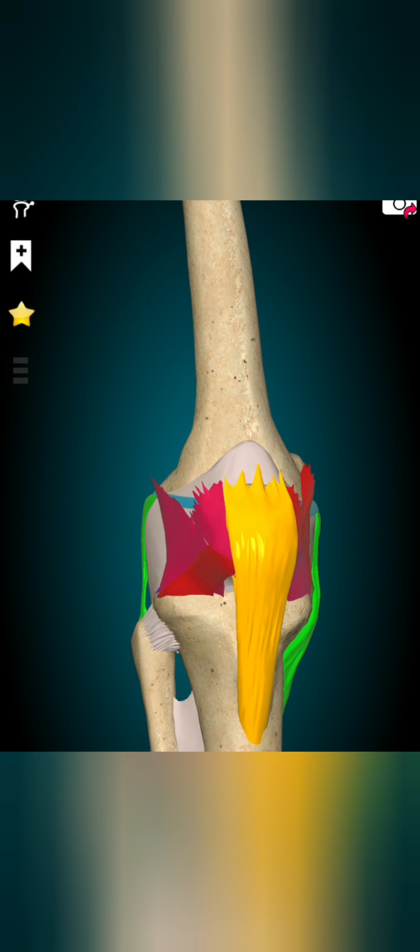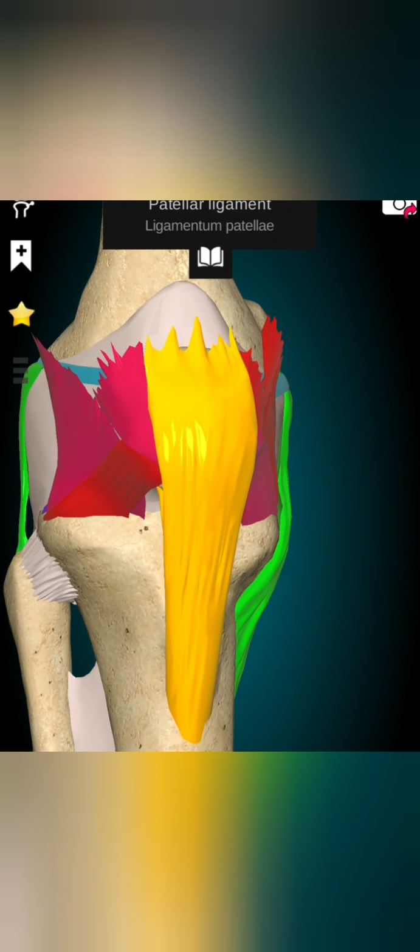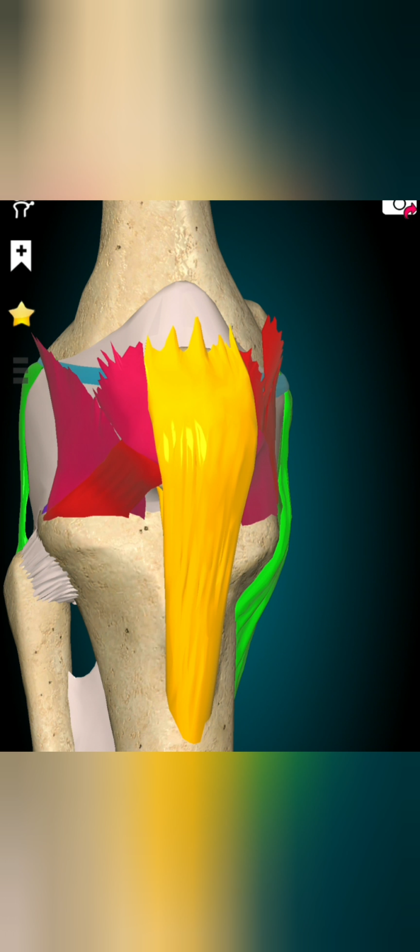In this picture, right over here, the first one, this yellow one, is the patella ligament. The patella ligament is the most anterior ligament of the knee joint, and it's a continuation of the tendon of rectus femoris, and it attaches on the tibial tuberosity.